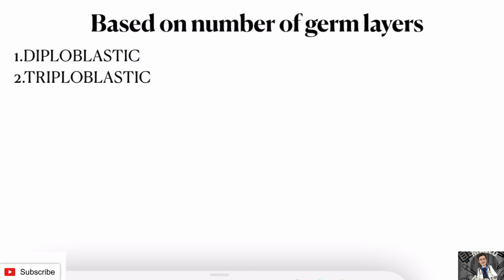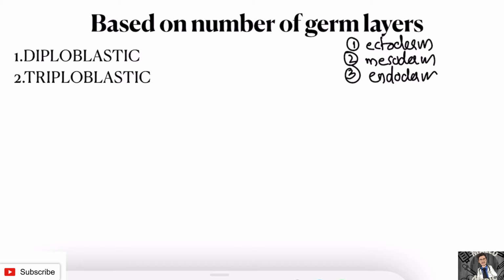Let's move on. Now, based on the number of germ layers. So what do you understand by the name germ layers? First of all, let me tell you, there are three germ layers. These are ectoderm, mesoderm, and endoderm. Ectoderm is the outermost layer. Mesoderm lies in the middle, so it's easy to remember, MM. Endoderm lies in the innermost. Alright, so what are these germ layers?